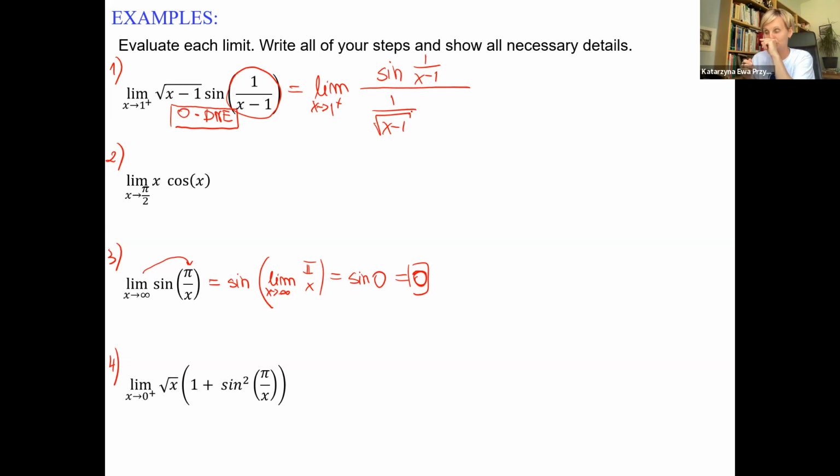And what we do have, let's try the limit as x goes to 1. I will use my algebra. I can rewrite this to the power of 1/2. I think it makes sense.